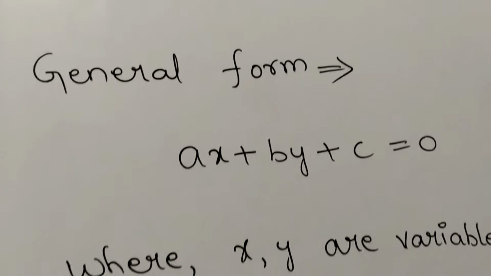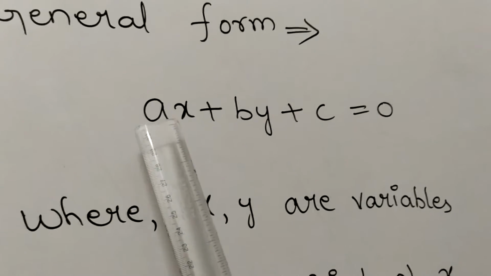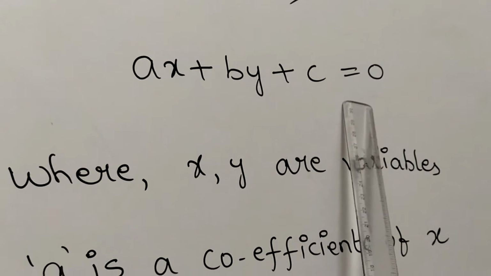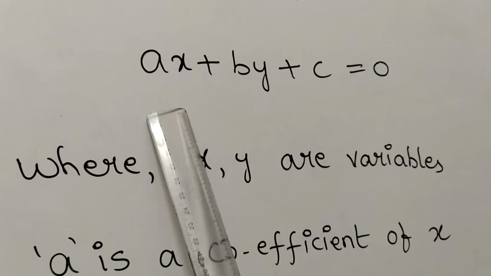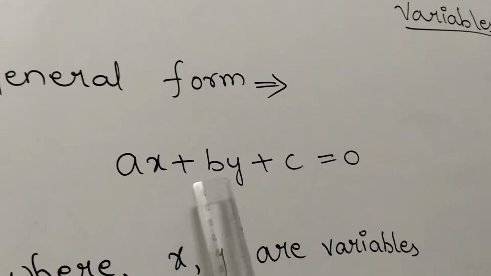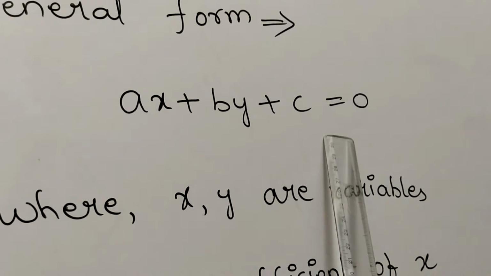So I am writing here general form of linear equation in two variable students. So what is the general form? Nothing but ax plus by plus c equals to 0. This you have to remember. What is the general form of linear equation in two variables? It is ax plus by plus c equals to 0.